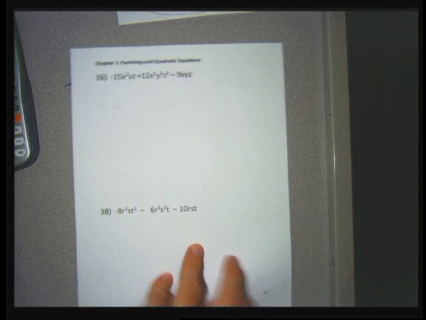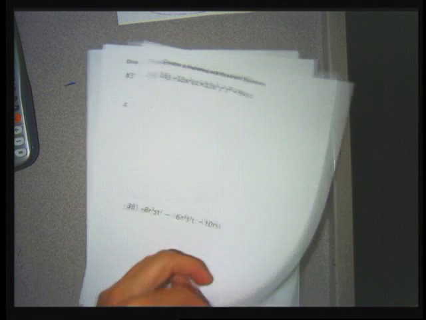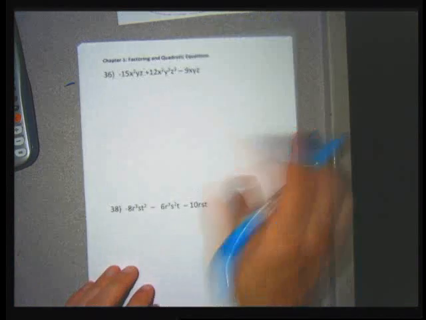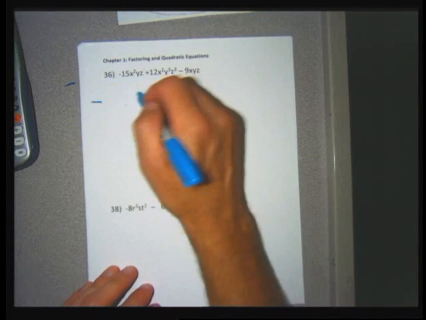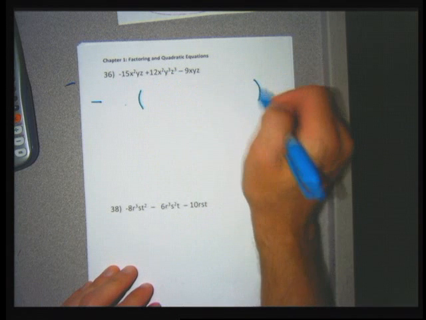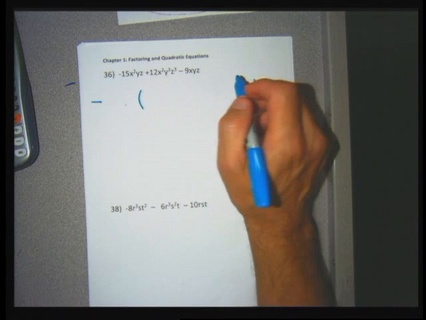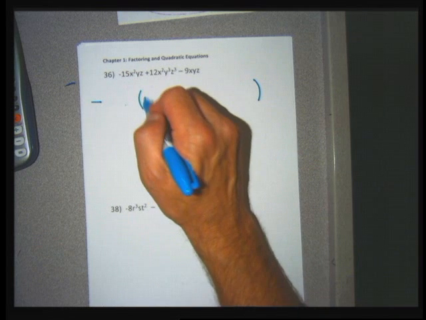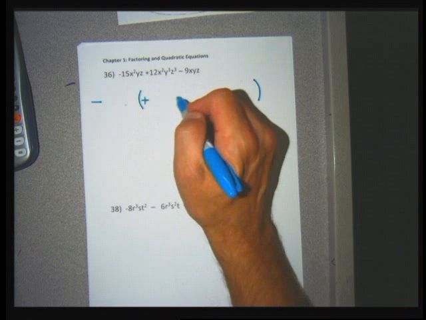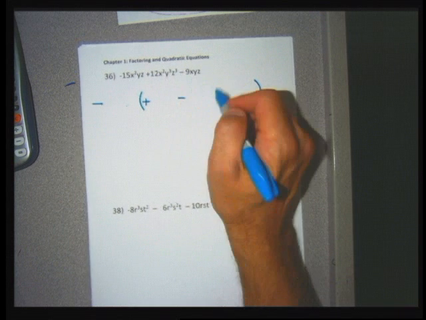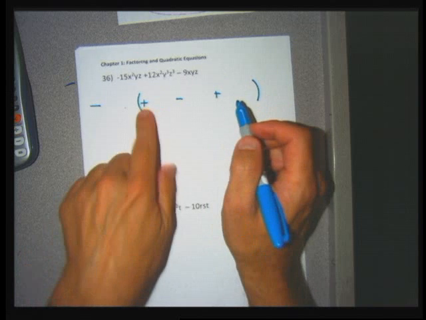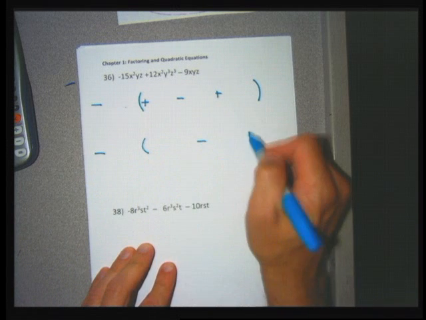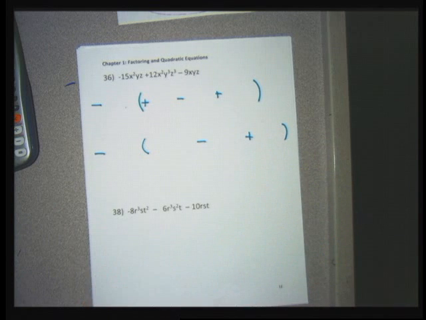36 and 38 look pretty monstrous, but I'm sure I can deal with them. So for all the problems through 38, I'm factoring out first a negative and probably more than a negative. But when I factor out a negative, I flip the signs. This negative sign is going to turn to a plus sign. That plus sign is going to turn to a minus sign. And that minus sign is going to turn to a plus sign. And again, usually I wouldn't write this sign. So in my answer, my signs are going to look like that.